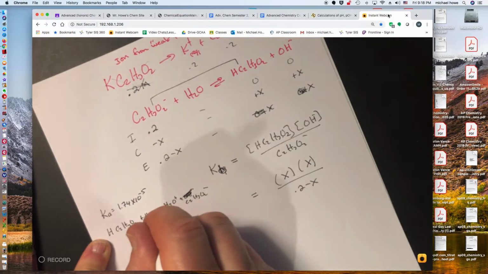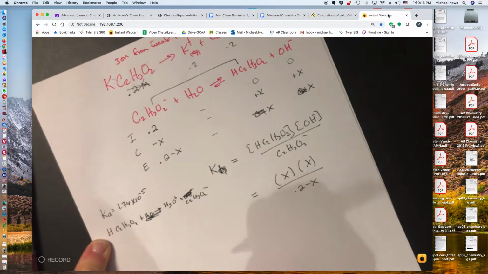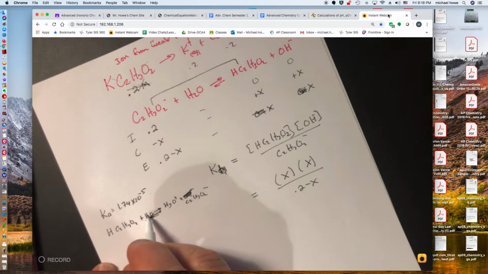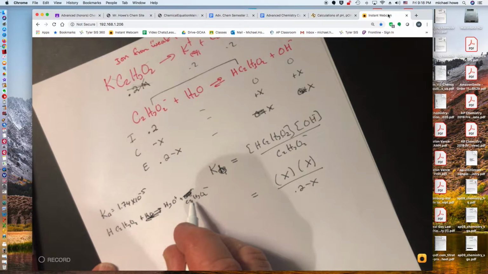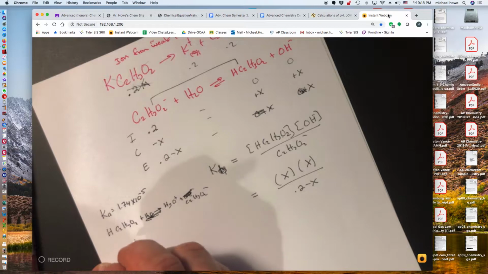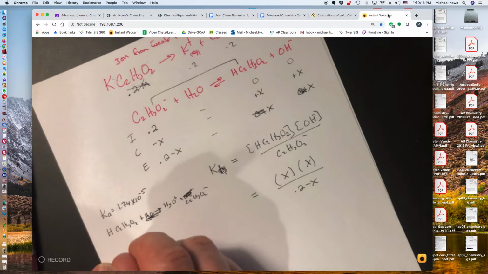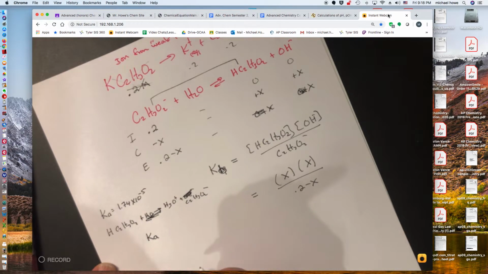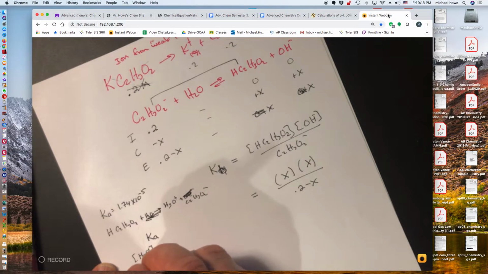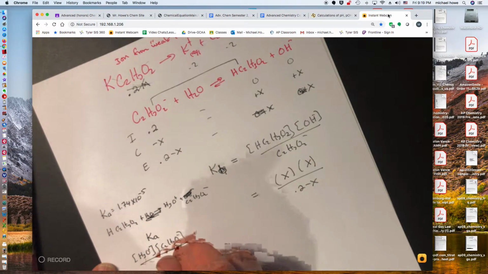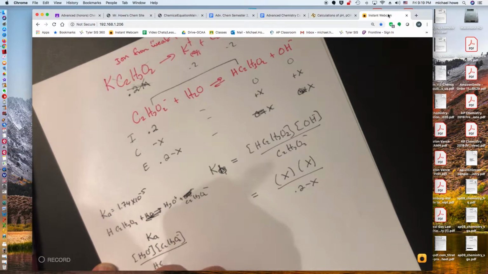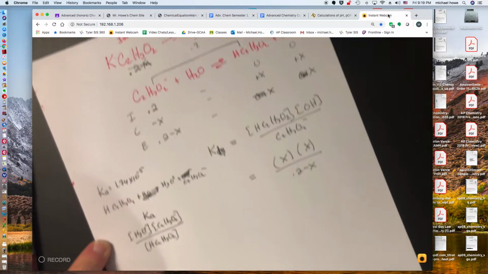All right, and that's an equilibrium, like I said. This plus this yields that plus that, and this is equilibrium. So if I wrote the expression for Ka here, I would have the hydronium ion, I'm going to write it underneath the Ka because it means the same thing, multiplied by the acetate ion, divided by the ionized acid, or the acetic acid, like that.